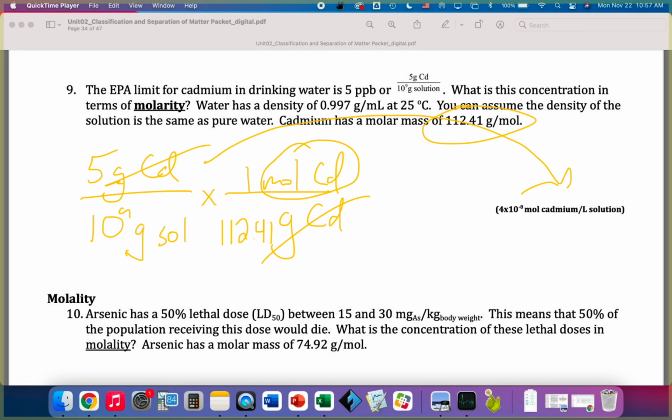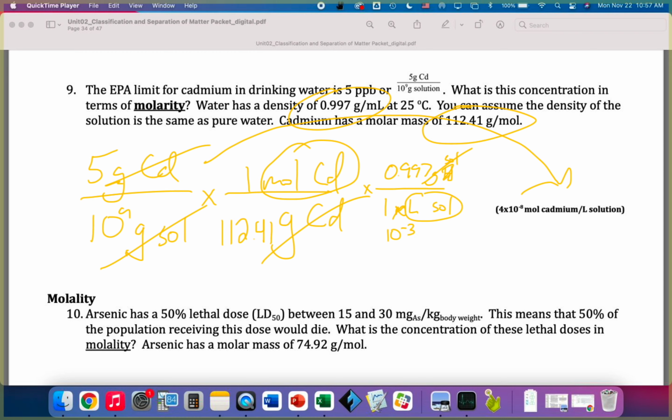Now we simply need to switch the bottom grams into liters, which we can do with the density of water because, again, this is such a dilute solution. Yes, it's toxic because it has cadmium in it, but the density is going to be about the same. So now we can say, well, 0.997 grams of water, or solution, is 1 milliliter of solution. Cancel it out, cancel it out. And we want liters of solution on the bottom, so I'm just going to get rid of that milli with a 10 to the negative 3.